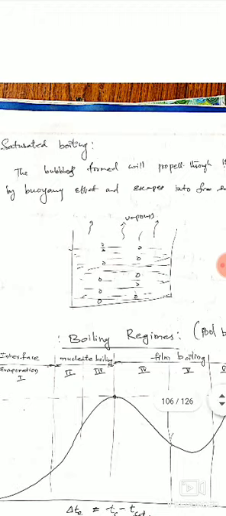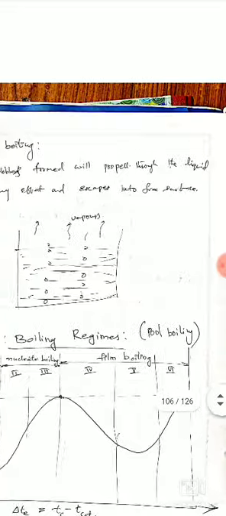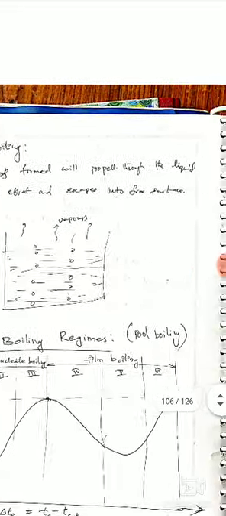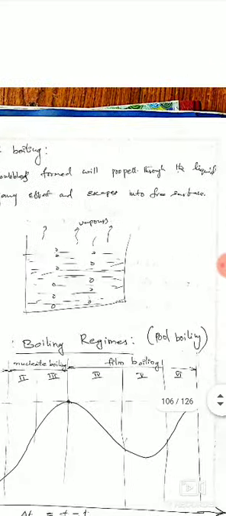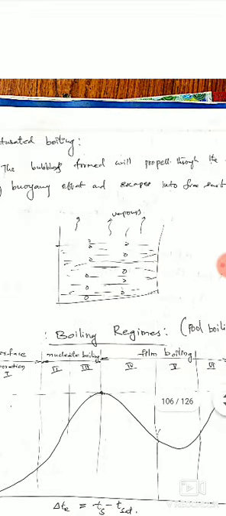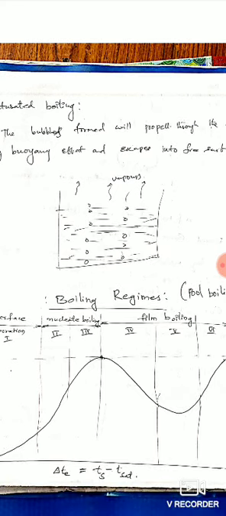It's a different story. So in saturated boiling, the bubbles formed will propel through the liquid by buoyancy effect and escape into the free surface, and we call it vapors. You can observe the figure. The bubbles are rising up and escaping into the free surface. They're coming out. You just need to observe these things.